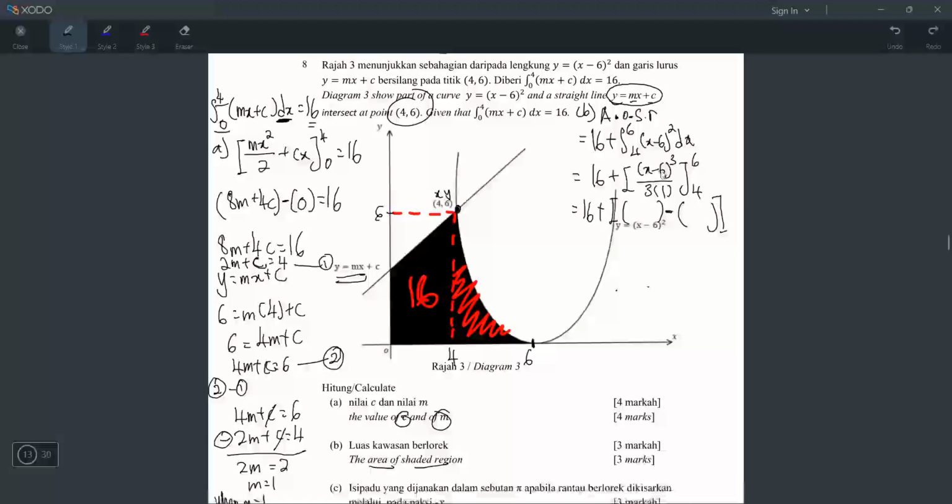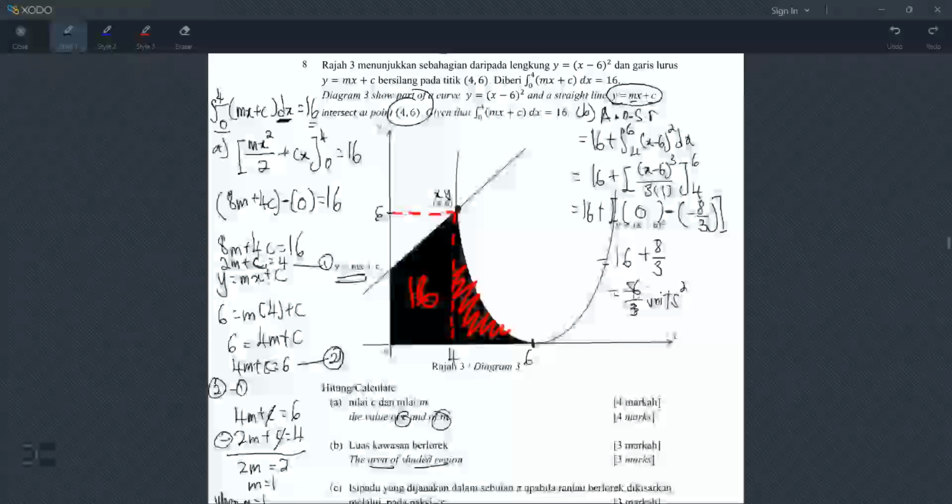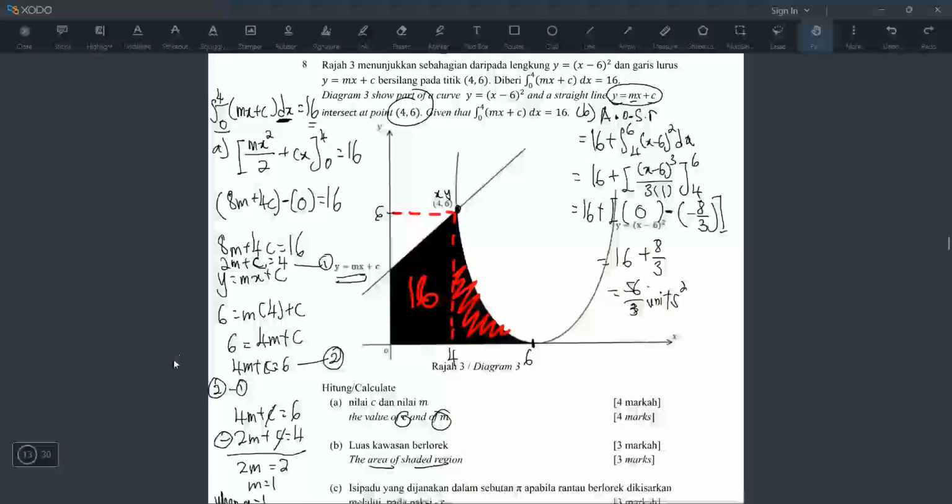Let's substitute 6 first. 6 minus 6 is 0. 0 to the power 3 is 0. 0 divided by 3 is 0. So this is 0. What if I substitute 4? 4 minus 6 is negative 2. Negative 2 to the power 3 is negative 8. So it becomes negative 8 over 3. Now it becomes 16, 0 minus minus. Minus minus becomes plus, 8 over 3. And now I just press my calculator. I will get 56 over 3 units squared. So that's the answer. Let's check with the calculator and see whether I get the same answer or not. Yes, correct.